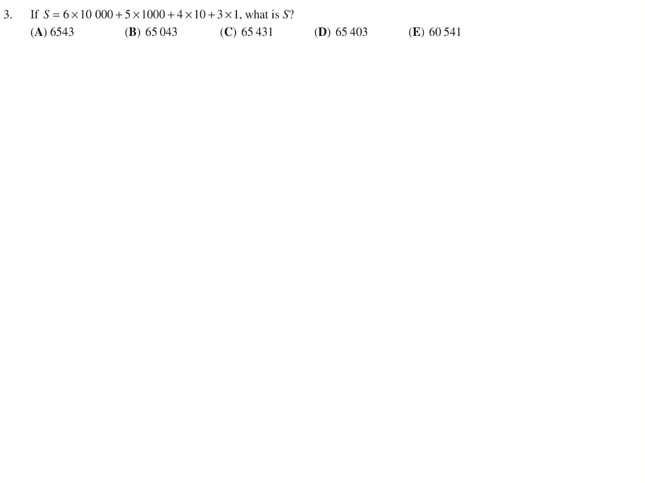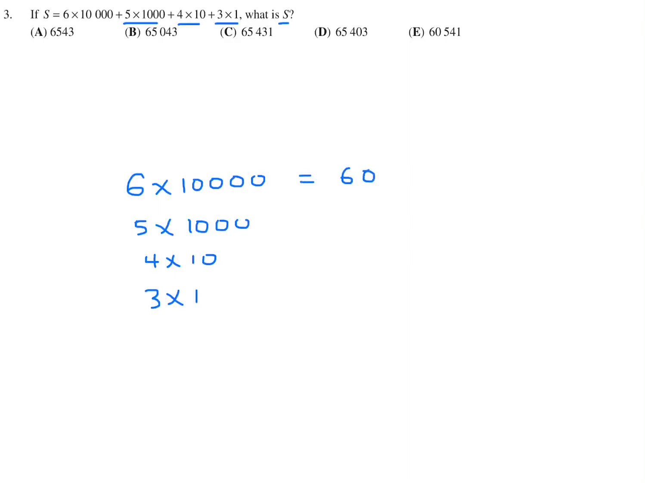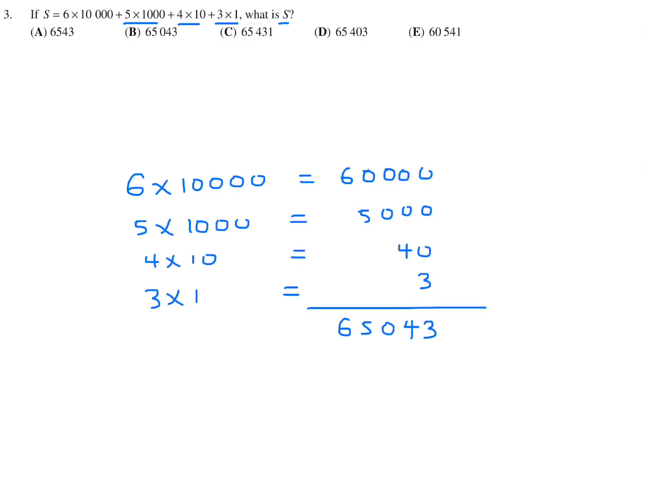If S is 6 times 10,000 plus 5 times 1,000 plus 4 times 10 plus 3 times 1, what is S? So 6 times 10,000, 5 times 1,000, 4 times 10, and 3 times 1. So we've got 60,000 here. This is 5,000. We've got 40, and we've got 3. And if you line it up, hopefully you won't make any mistakes. And it just adds up to 65,043, which is choice B.